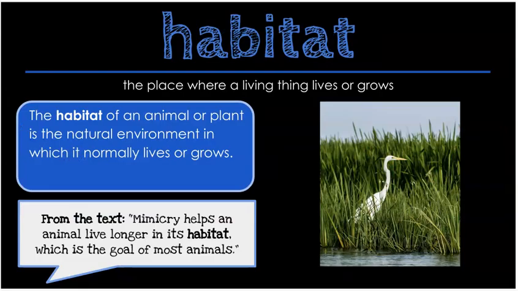And our last word is habitat. Say habitat. According to the text, the habitat is the place where a living thing lives or grows. A habitat of an animal or plant is the natural environment in which it normally lives or grows. From the text, mimicry helps an animal live longer in its habitat, which is the goal of most animals. In the picture, you can see a crane in its habitat. They eat fish. Do you think he's in the right habitat?